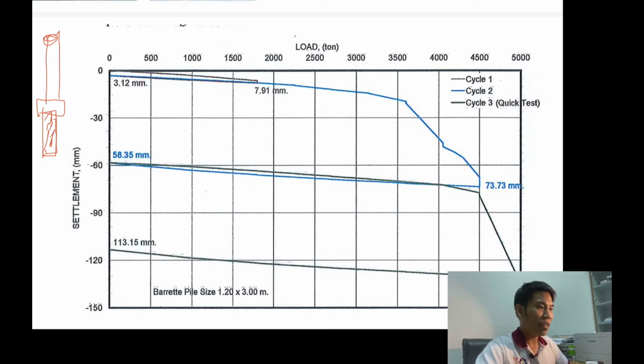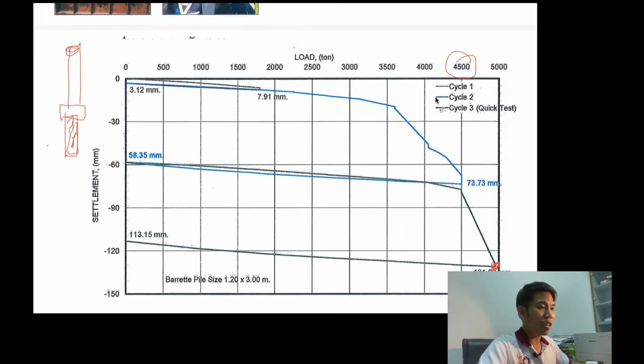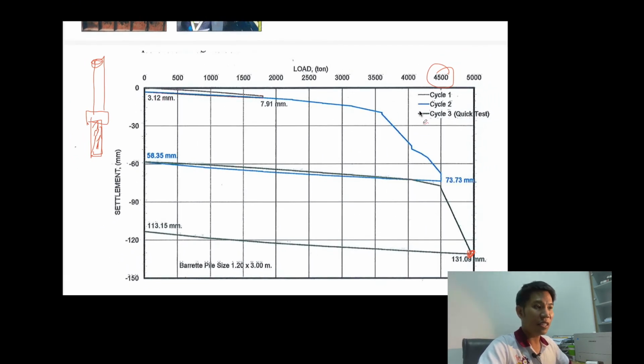After that, they apply the load to the pile. This one is a real one, not, I have to say, an example. So this pile can resist a very high load, up to about 4,500 tons. The trend of the curve is something like this.